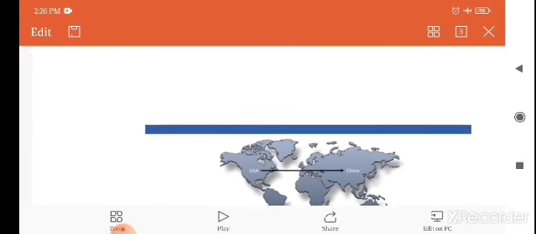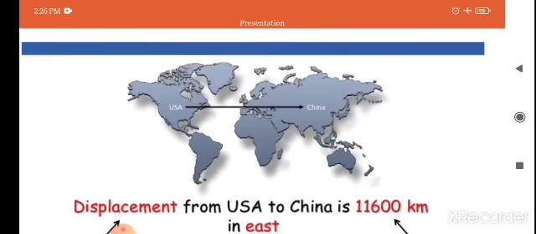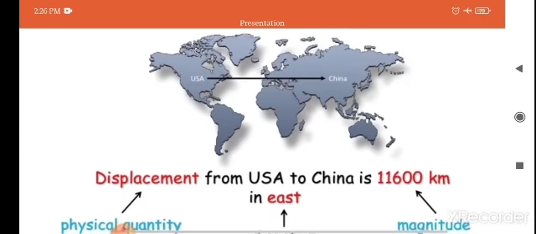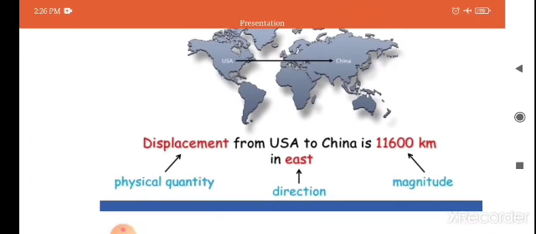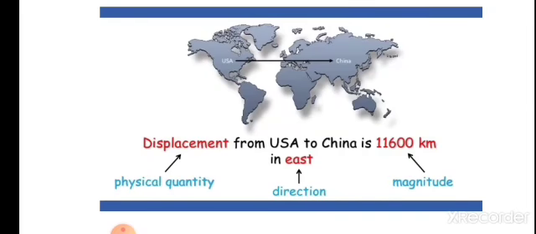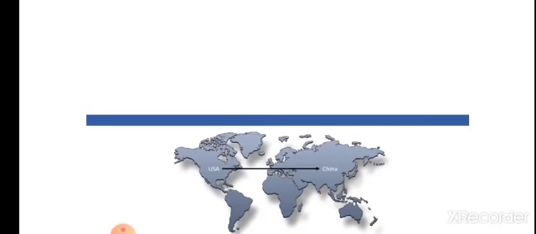Now let us see another example, a displacement. The displacement from USA to China is 11,600 km in east. So here the displacement is a physical quantity, 11,600 is the magnitude and east is the direction. A physical quantity which is represented by both its magnitude as well as direction. So position and displacement are examples of a vector quantity.